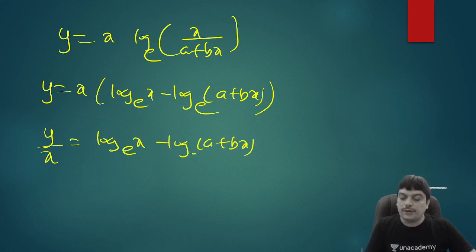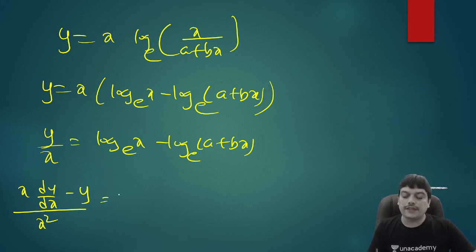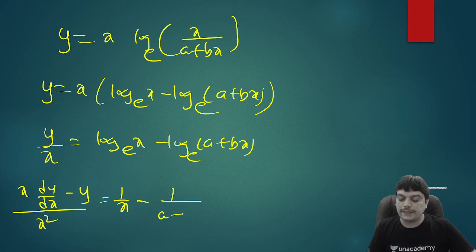So now we don't need to use uv in RHS, but you have to use u by v in LHS. So if you differentiate both sides with reference to x now, when I write the derivative of y by x, it will be x into dy by dx minus y by x square, by using the quotient rule. For RHS, when I differentiate, log x will have derivative 1 by x and log of a plus bx will have derivative 1 by a plus bx into the derivative of a plus bx, which is b. So write b there and simplify it.